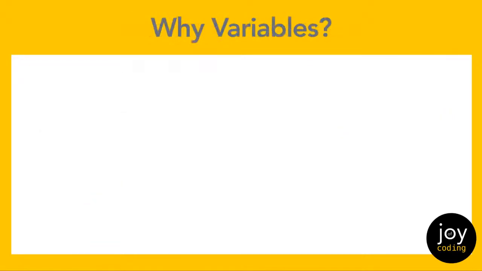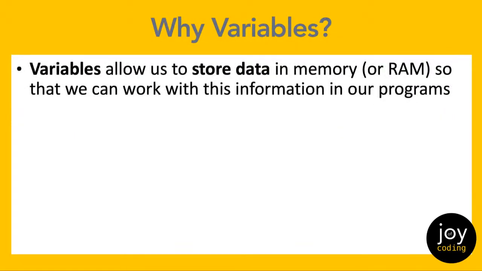So why variables? Variables allow us to store data in memory, also known as RAM, so that we can work with this information in our programs. Whenever you create a photo or have a video stored in your computer, it's originally stored on your hard drive. But for you to be able to work with that information, to view the photo or watch the movie, your computer needs that data in memory. The same thing happens when we write Python programs. The data must be in memory for our computer to actually work with it.